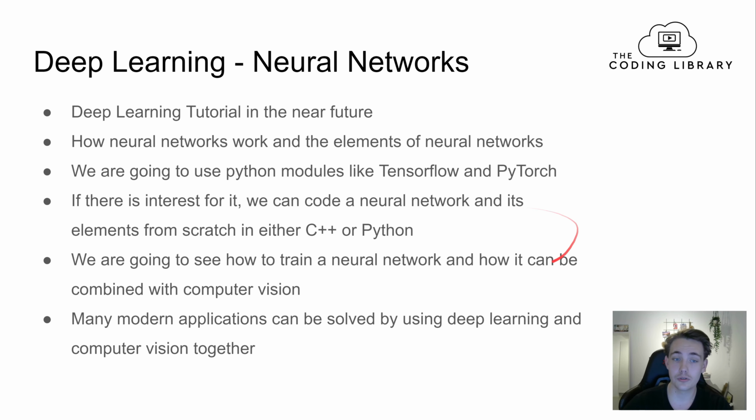So I'm going to do a deep learning tutorial in the near future, where we're going to first talk about how a neural network works and the elements of a neural network, and then we're going to use the Python modules like TensorFlow or PyTorch to actually implement neural networks in code, and also apply some training to the neural networks, and then try to do some predictions with, for example, objects and some other different stuff.